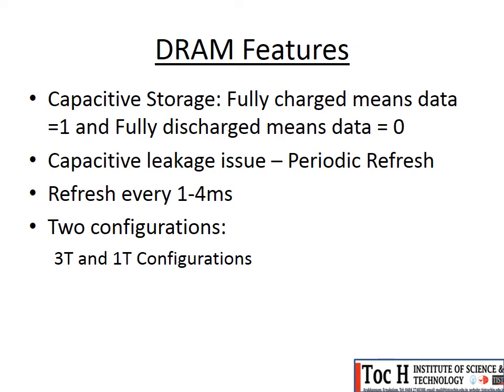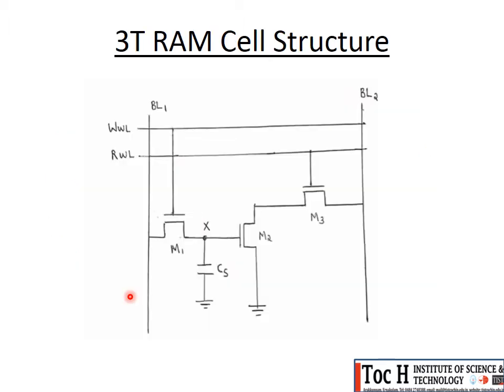Moving on to the 2 configurations, we have 2 configurations for the dynamic RAM, that is 3 transistor configuration and 1 transistor configuration. First we will learn about 3T. So you can see here. For the read operation, which bit line has to be used? BL2 has to be used. Why? Because the read word line, that is the word line that will be enabled during the read operation, is actually connected to the transistor M3, and that transistor M3 has got connection with BL2. So during read operation we have to concentrate on the BL2 line.